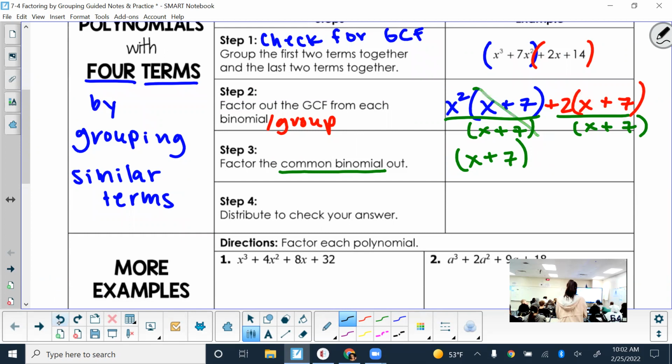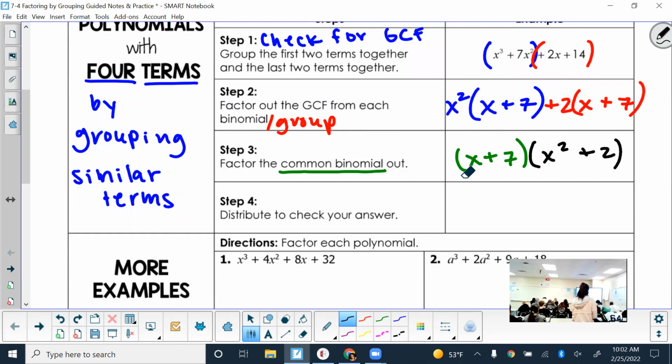So give me 1 second. So you factor the common binomial out. That'll be part of your answer. The other part is your GCFs, or your leftovers, if you want to call it that. So your common binomial is here. I'll write it in here so you know. I'll just abbreviate it. What's over here was your GCFs. So questions about that step? All right, so this is the answer.